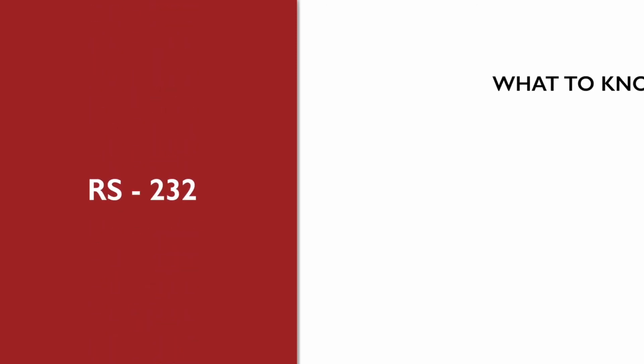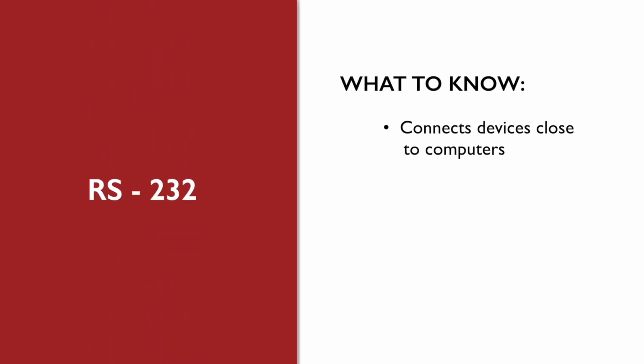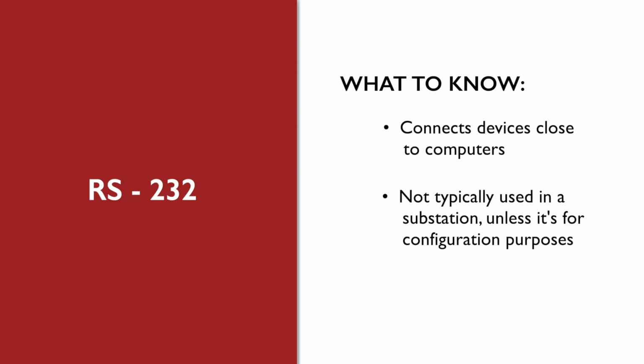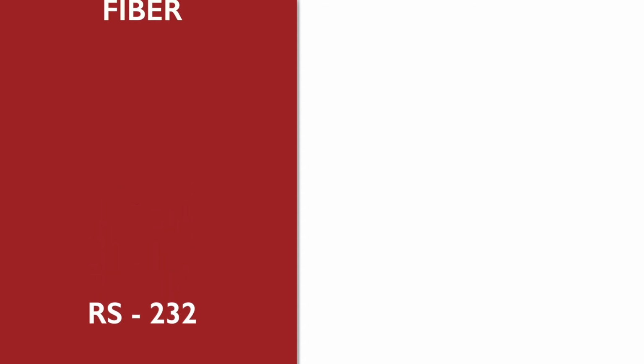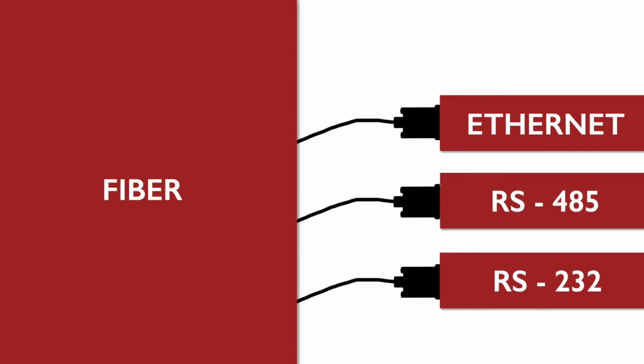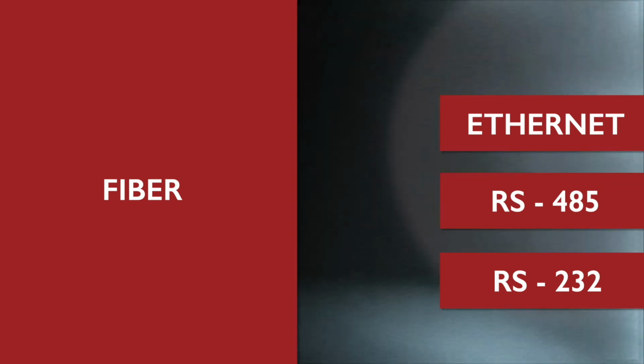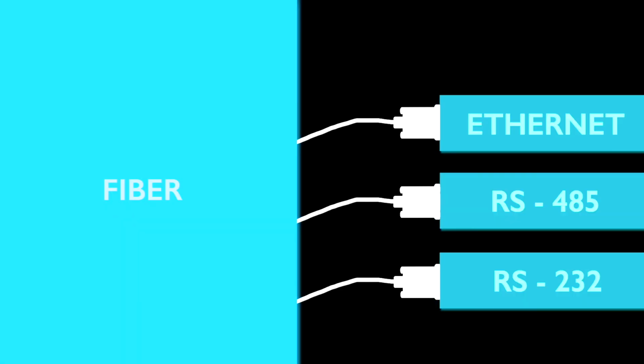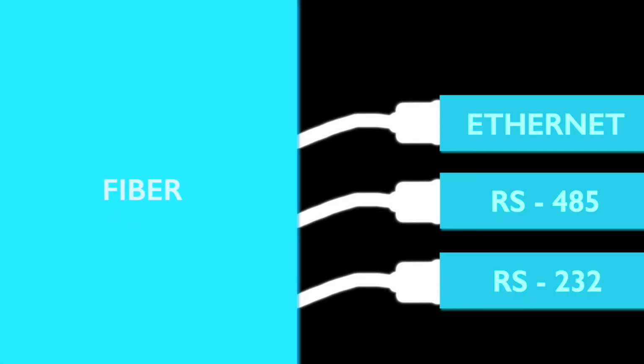RS-232 was designed to connect devices close to your computers, things like mice, printers, and modems. Typically, that's not really used in the substation other than for configuration purposes. Now, fiber can be used with any of the three connection methods I've listed so far. The only difference is instead of having an electrical connection, you have a fiber optic connection, and that's basically sending light pulses down your channel instead of sending electrical pulses.